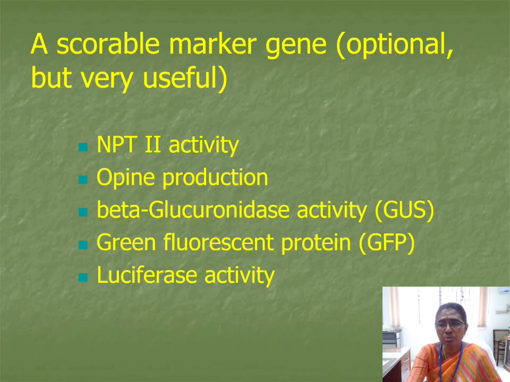We also need a scorable marker gene in our binary vector construct. It is optional, but it is very useful. Examples include neomycin phosphotransferase activity, opine production, or the most commonly used scorable marker, the GUS gene, that is beta-glucuronidase activity, or green fluorescent protein, or luciferase activity. Among these, GUS activity is the most widely used scorable marker gene, by which you can easily screen transformed tissues versus non-transformed tissues. When assaying GUS activity, the transformed tissues turn blue, whereas non-transformed tissues stay white. In this way, we can easily score for the presence or absence of the transgene.